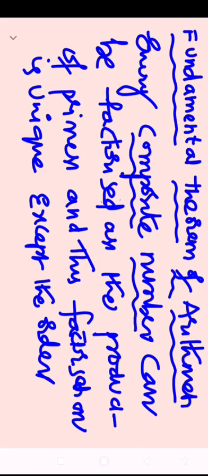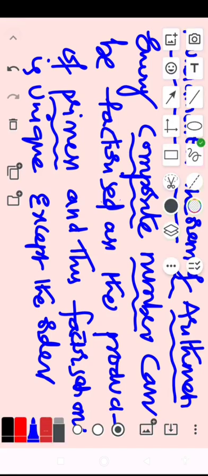Now in this class I am going to explain the fundamental theorem of arithmetic. What does it say? Every composite number can be factorized as the product of primes, and this factorization is unique except for the order.